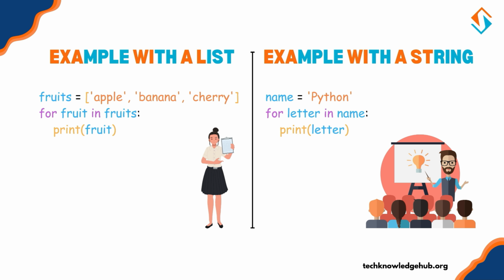Example with a string. For loops also work with strings. Since a string is a sequence of characters, we can iterate over each character. name = Python. For letter in name: print(letter). This loop prints each letter of the word Python on a new line. Use for loops when you know how many times you need to repeat an action, like looping over items in a list or characters in a string.